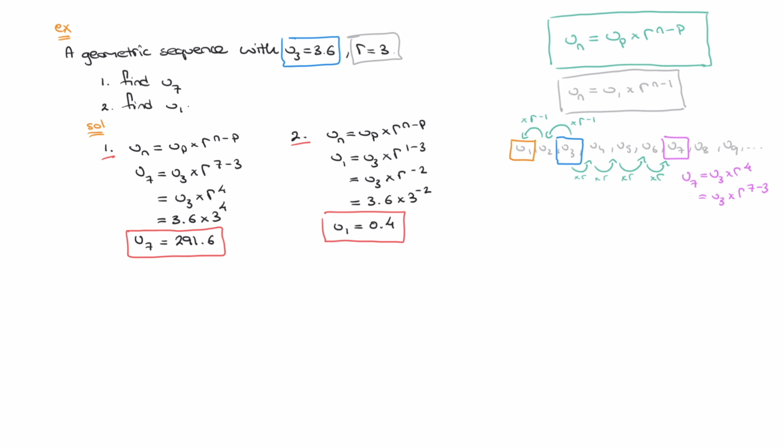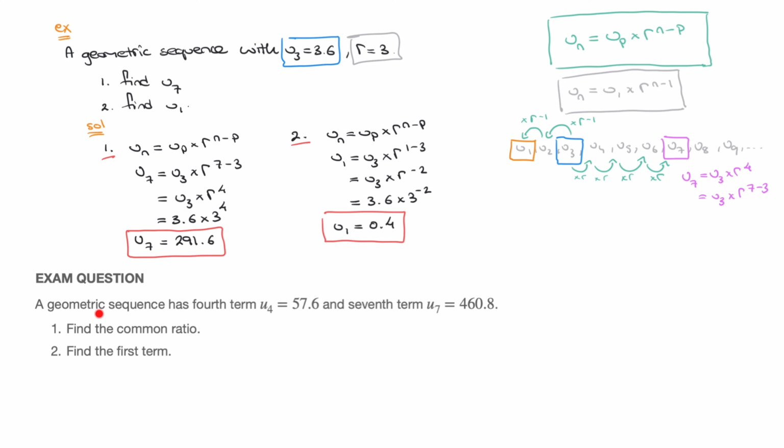Okay, now as I said at the beginning, to finish this video, let's work through an exam question, which becomes rather easy to solve thanks to this formula. And here's the question. Here we're told a geometric sequence has fourth term u sub 4, which equals 57.6, and seventh term u sub 7, which equals 460.8. And we need to do two things.